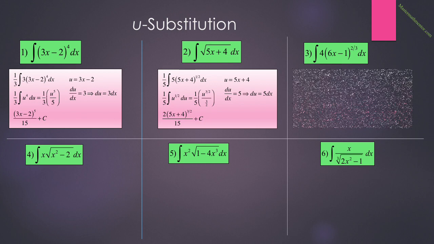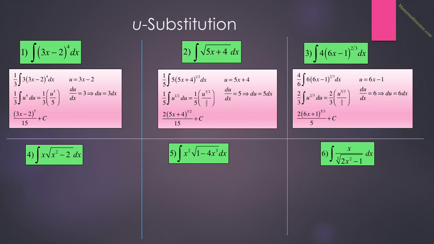3 reads the integral of 4, quantity 6x minus 1 to the 2/3 power dx. u is equal to 6x minus 1, du dx is equal to 6, and therefore du is equal to 6 dx. We need a 6, so we will put it on the inside. I also took the 4 to the outside and now divide it by 6.